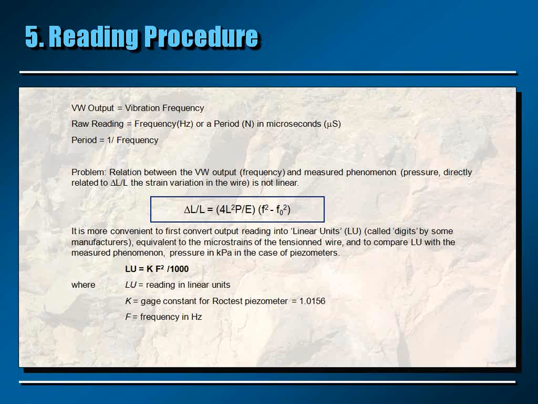And as mentioned before, the K factor, which is the gauge factor, or which is equivalent to this factor here, is specific to the type of sensor. And in the case of the Roctest piezometer, this K factor equals 1.1056.